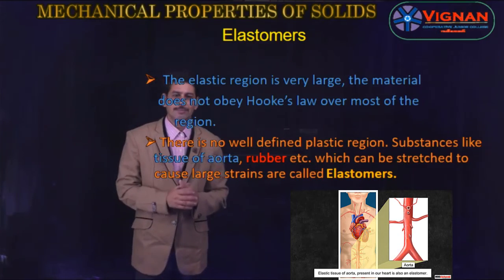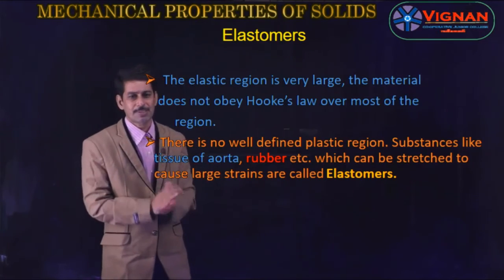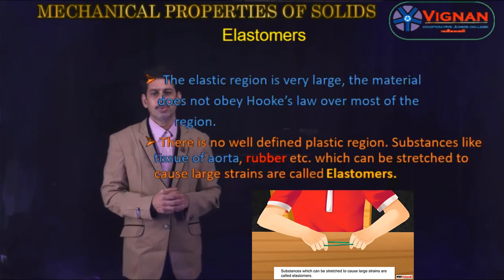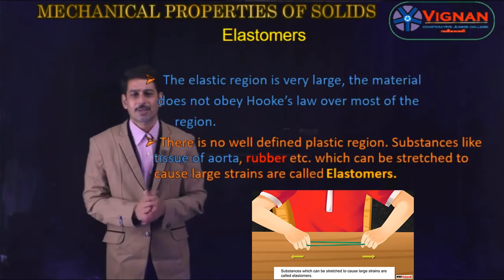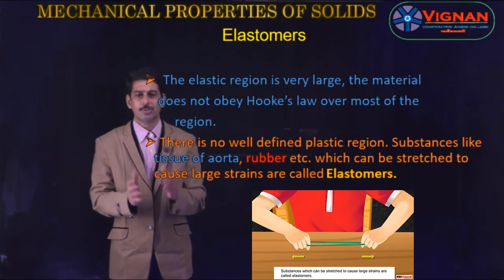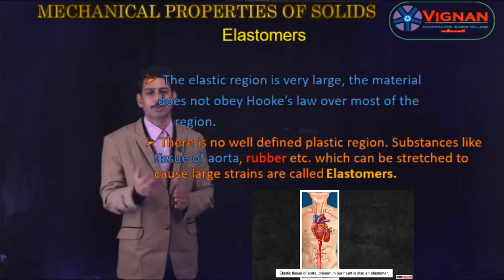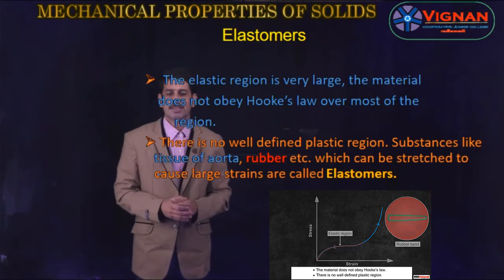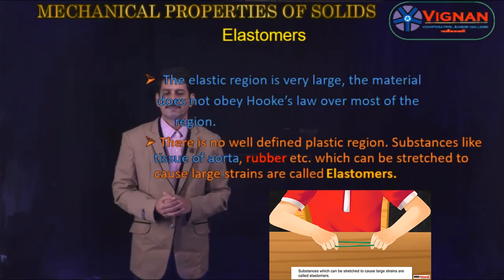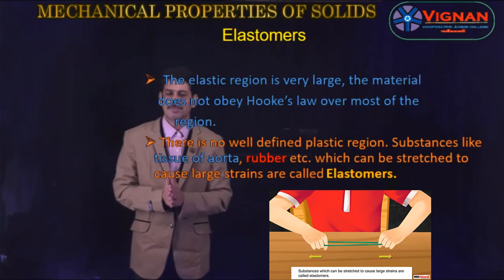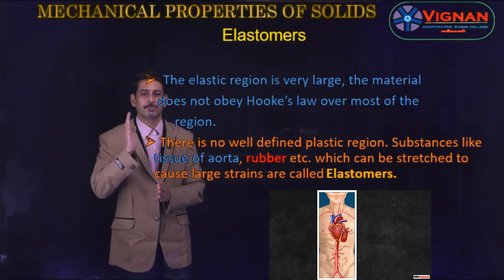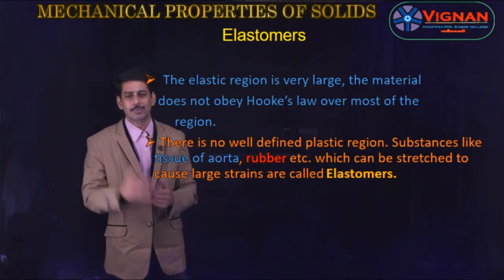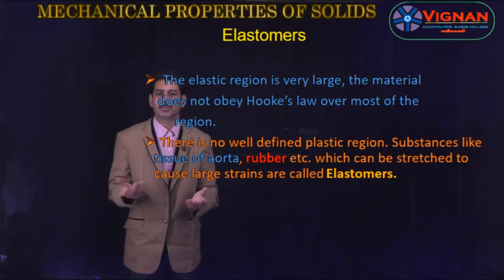There is no well-defined plastic region. Some substances like the tissue of the aorta and rubber can be stretched to cause large strains, and they are called elastomers. So these materials behave like elastomers. So what are the uses of the stress strain graph? You can say up to which point the wire has elastic nature and up to which point it has plastic nature, and from this you can find which material is a ductile metal and which is a brittle metal.